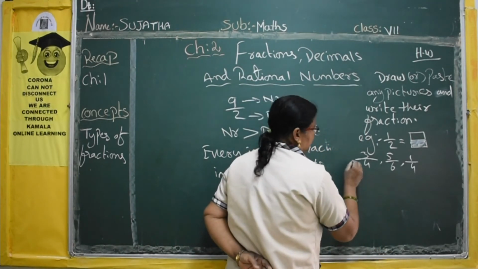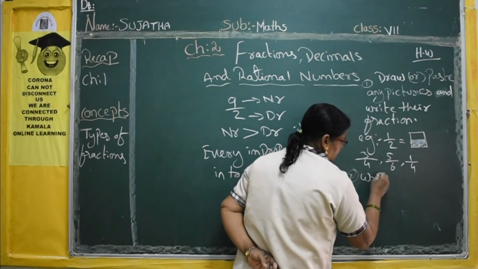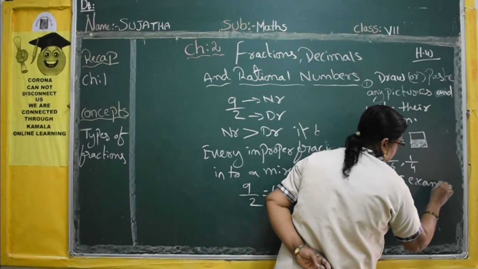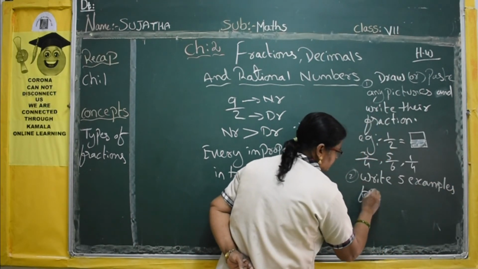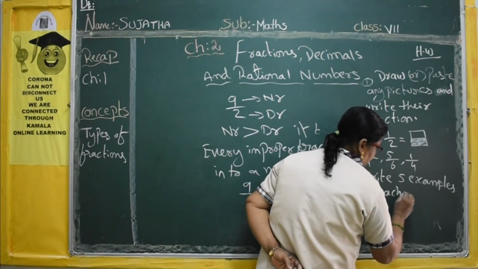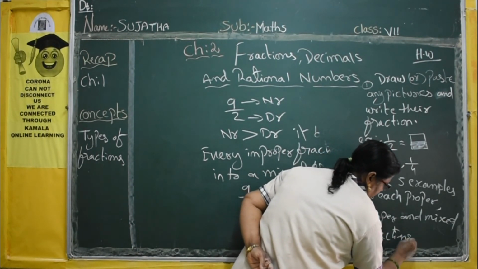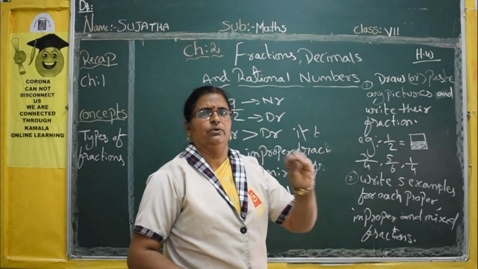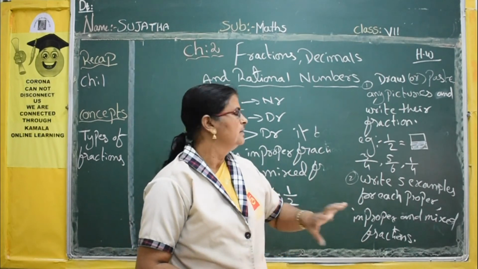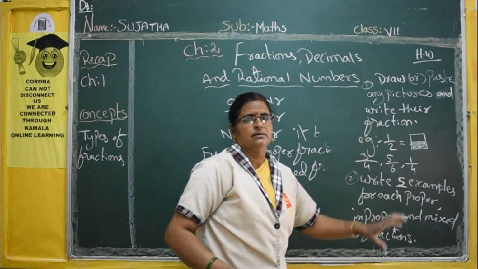Now, this is the first one. The second one is to write 5 examples for each type of fraction, for each mixed fraction. This is your homework. For each one you have to write 5 examples. Only examples: 1/2 proper, 3/2 improper, like that. Only 5 examples for each.